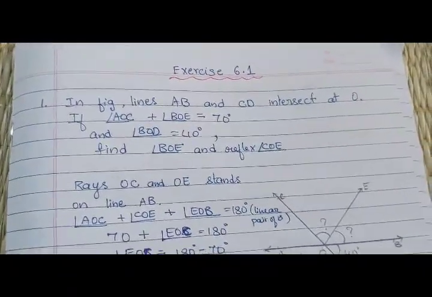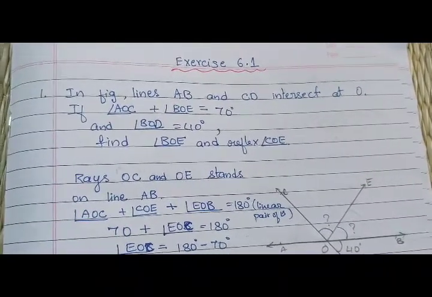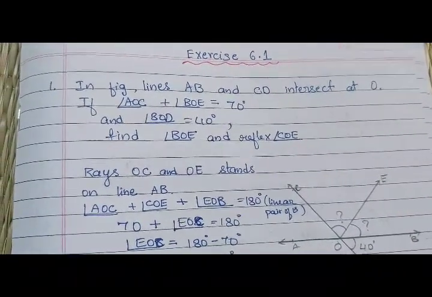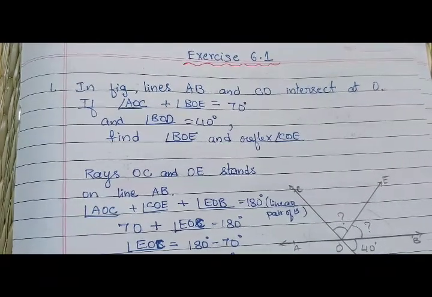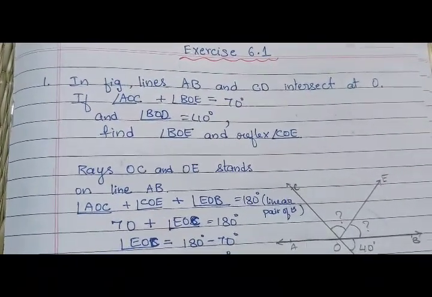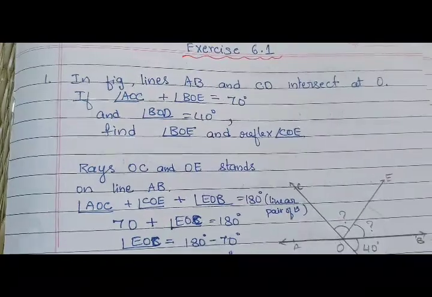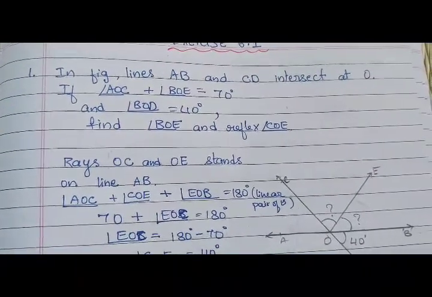Exercise 6.1. In the figure, lines AB and CD intersect at O. If angle AOC plus angle BOE is equal to 70 degrees and angle BOD is equal to 40 degrees, find angle BOE and reflex of angle COE.